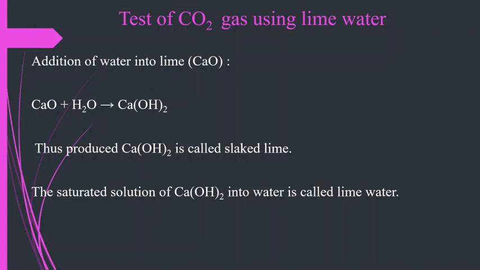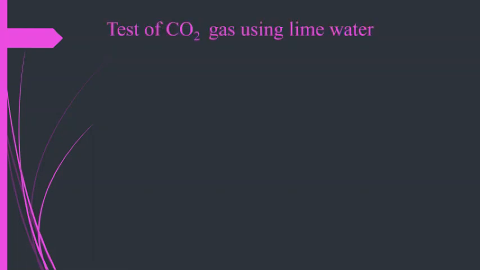Now, by using this lime water, we can test carbon dioxide gas. Look, this lime water looks like normal, clear water. So when carbon dioxide gas is passed into this clear water, it becomes milky or turbid. And by seeing this turbidness, this cloudiness, we can understand that this gas is carbon dioxide gas. Now, why does this water become milky or turbid?